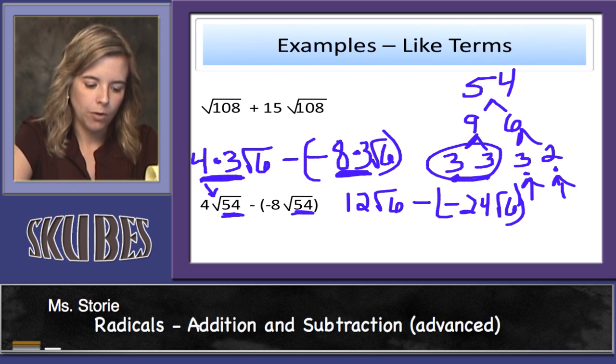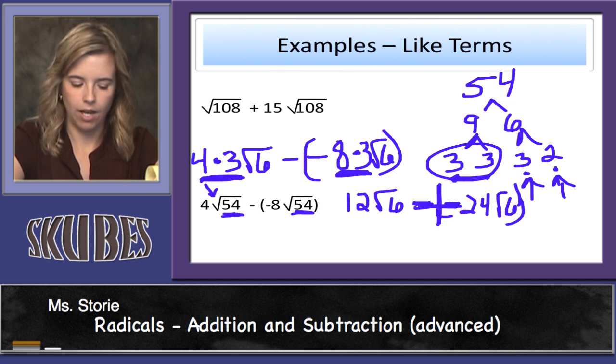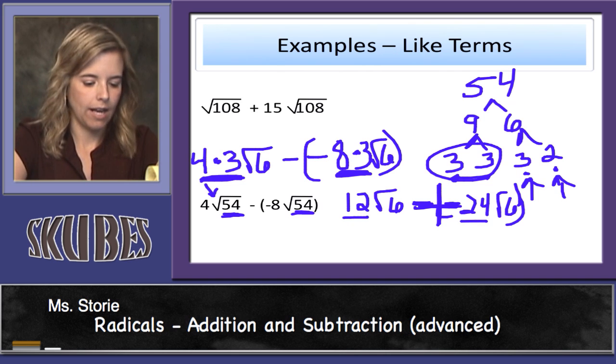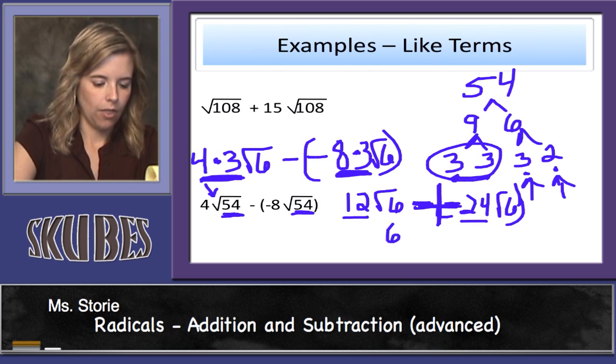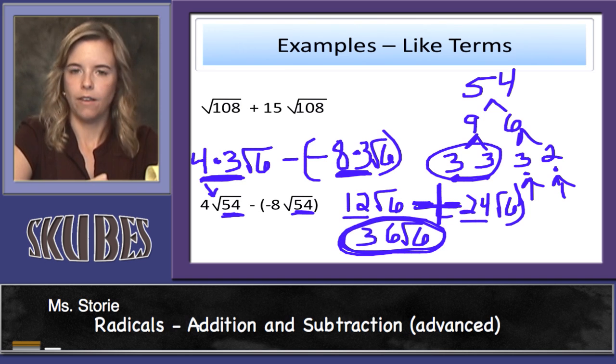Now, if you remember, when you have two negatives running into each other, they're colliding, they turn into a big old positive. So we're actually adding these two together. So you're going to take 12 and add 24, and you're going to get 36 radical 6. And that would be your final answer right there.